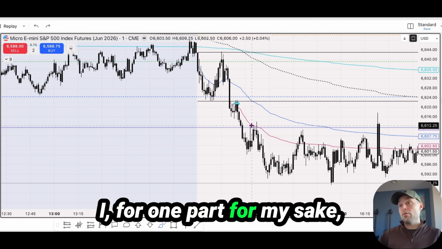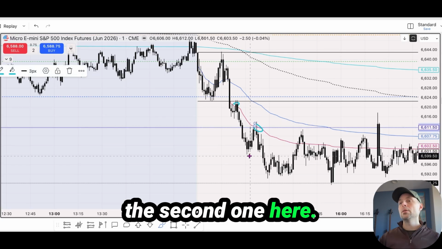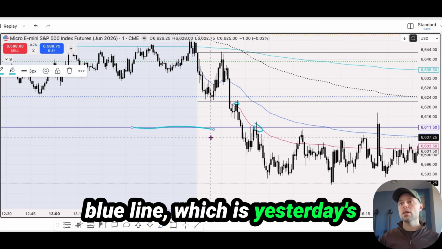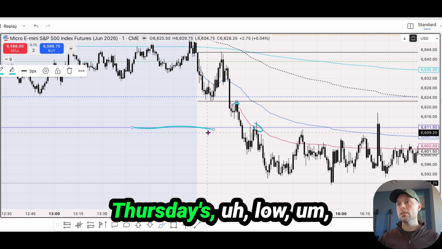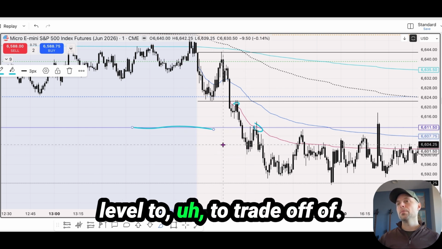I, for my part, would probably at least take the second one here because you also have some confluence with the blue line, which is yesterday's, the day before, so Thursday's low, which is also often a good level to trade off.